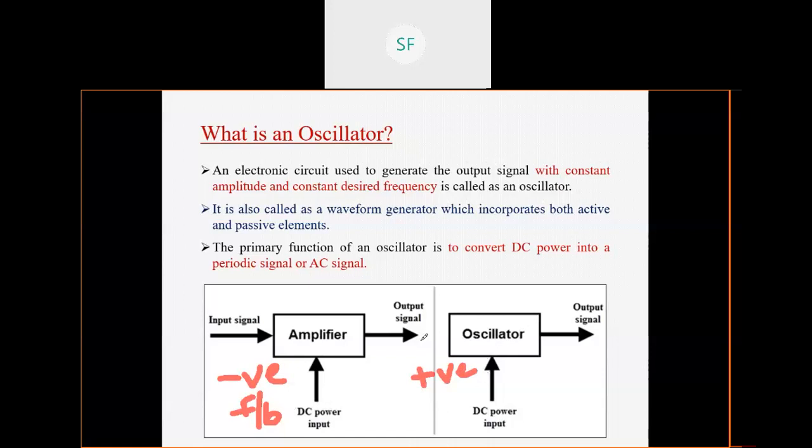So these two key differences you should know. If someone asks you what is the difference between amplifier and oscillator, what you will say: the first difference is, in case of amplifier input signal is present, but in case of oscillators it is not present. Whereas the second difference is, the amplifier has negative feedback, the oscillator has positive feedback. All right, so this is the importance of this particular slide.